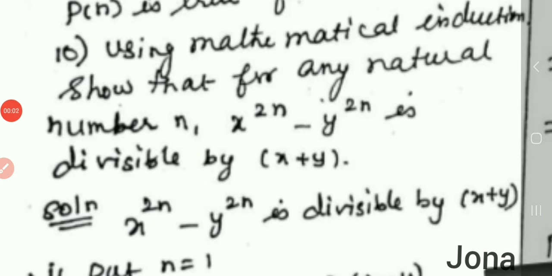10th sum. Using mathematical induction, show that for any natural number n, x power 2n minus y power 2n is divisible by x plus y. Okay, here it's given x power 2n minus y power 2n is divisible by x plus y. This is nothing but P of n.